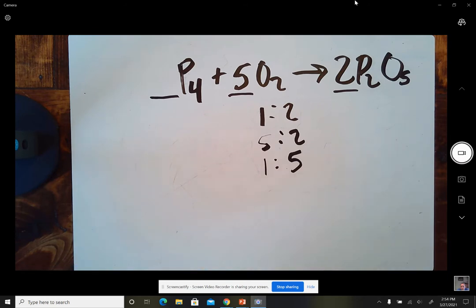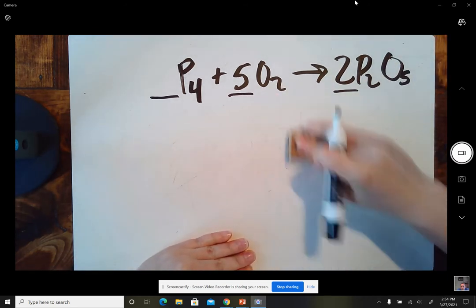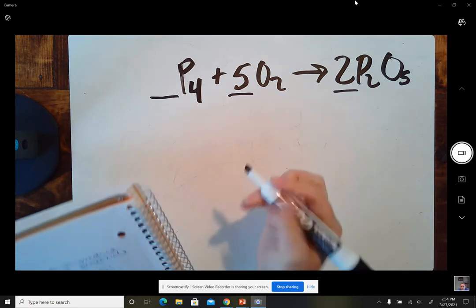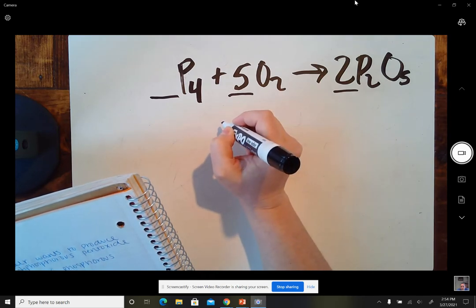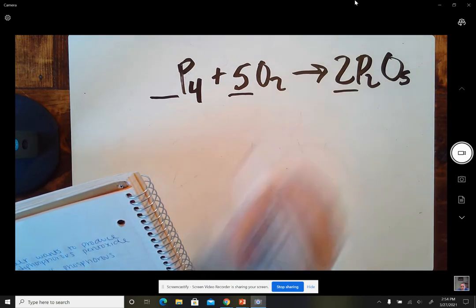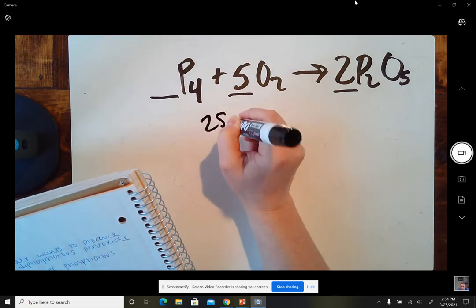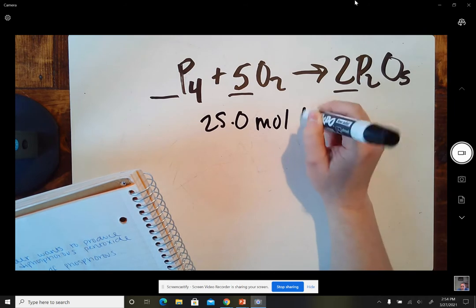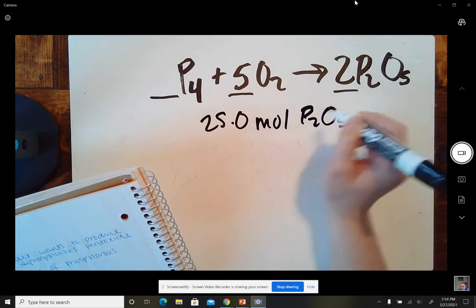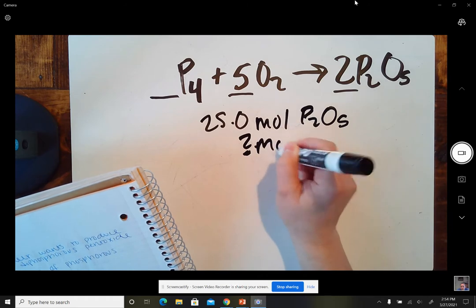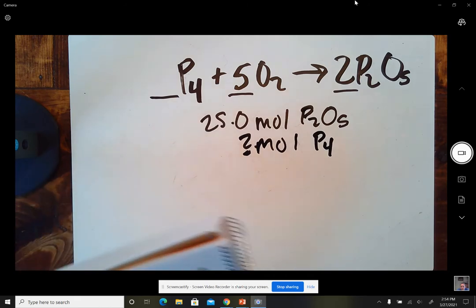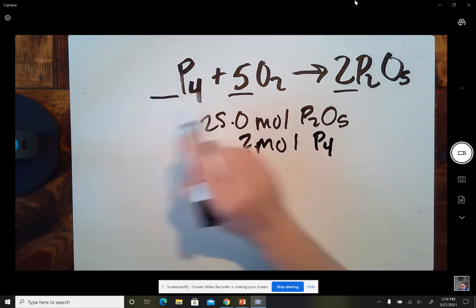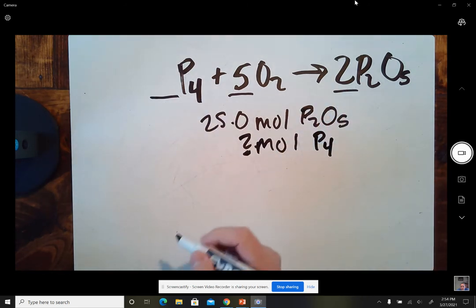Let's say I want to use this same equation. Okay. And so a chemical engineer wants to produce 25.0 moles of P2O5. And so they want to know how many moles of phosphorus would he burn? Well, what was my ratio between the P2O5 and the P4? Remember, it was a 1-to-2 ratio. So how would this setup look?